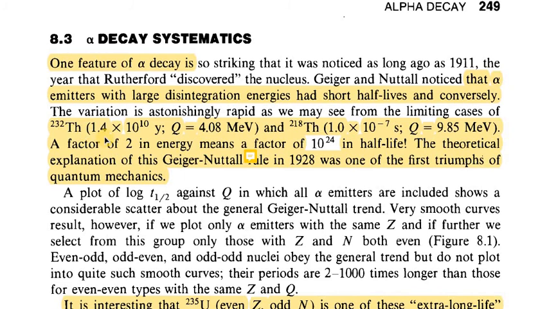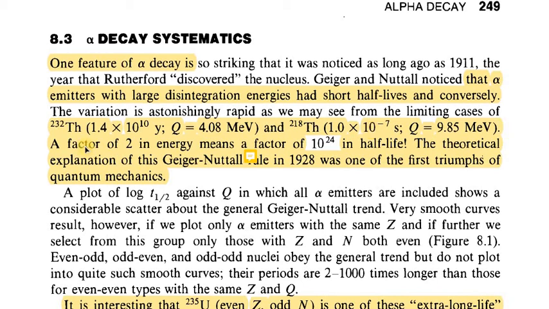232 thorium has a half-life of 1.4 times 10 power 10 years, with disintegration energy 4.08 MeV. And 218 thorium has a half-life of 1 times 10 power minus 7 seconds. Look at the disintegration energy here, 9.85 MeV. So if there is large disintegration energy, then the particle is short-lived.